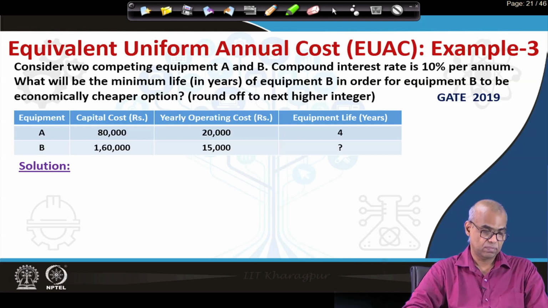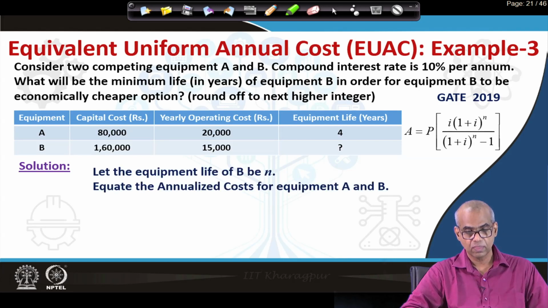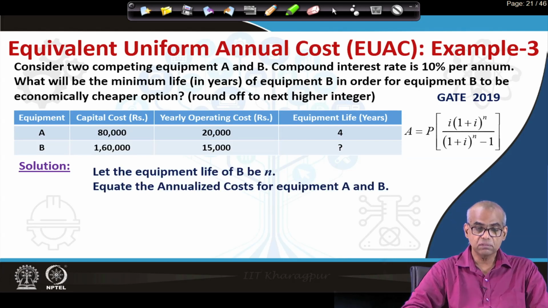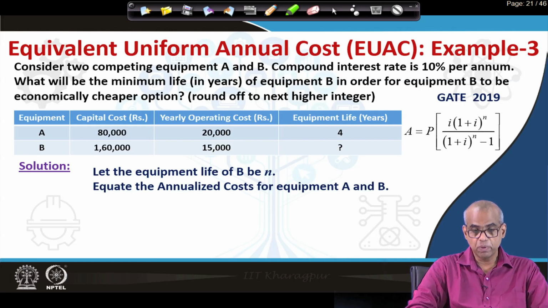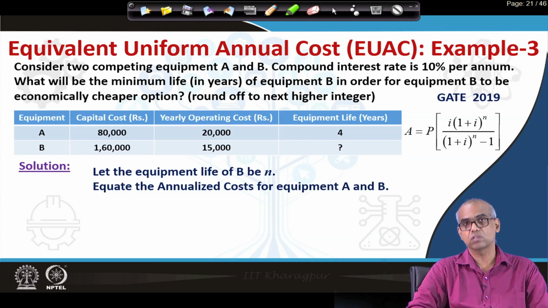economically cheaper. See, equipment B will be economically competitive to equipment A when the equivalent uniform annual cost of equipment A and equipment B are the same. So, what we will do is, we will consider the equipment life of equipment B as n, and then find the annualized cost for both equipment A and equipment B, and we will equate the annualized costs and then compute n.